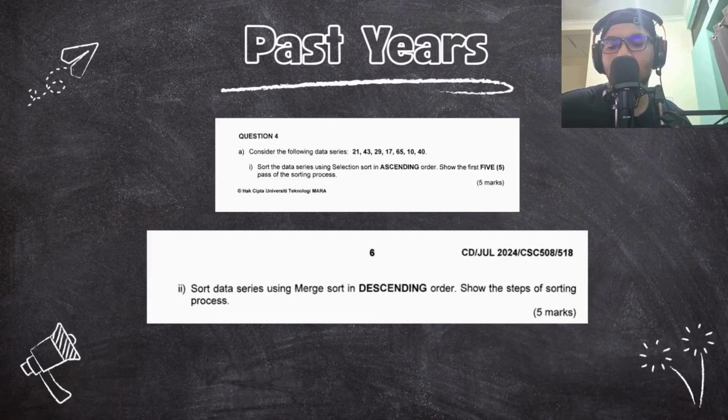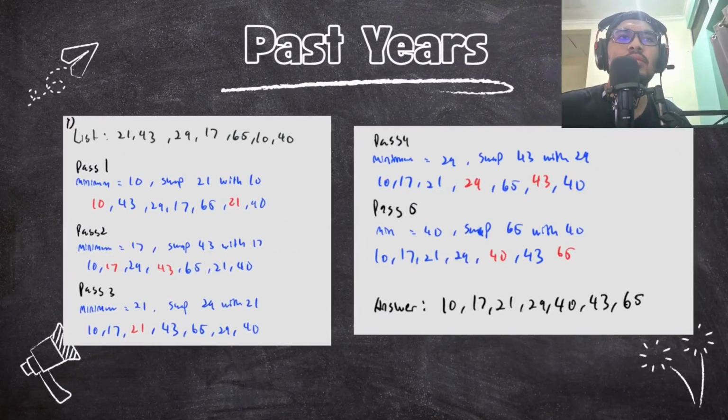So the first pass is, first we will be listing out the numbers again, which are 21, 43, 29, 17, 65, 10, and 4. Pass 1. The smallest number is 10, so 10 is swapped with 21. So that makes the new order start with 10, 43, 29, 17, 65, 21, and 40. On the second pass, the next smallest number is 17. So we swap 43 with 17.